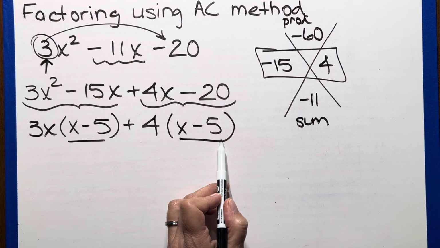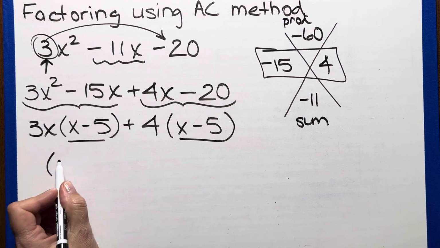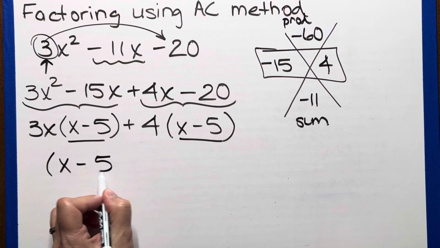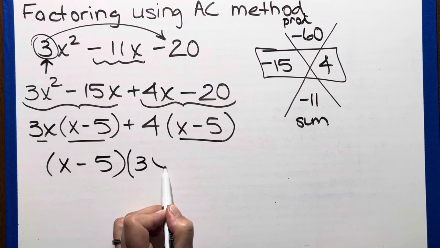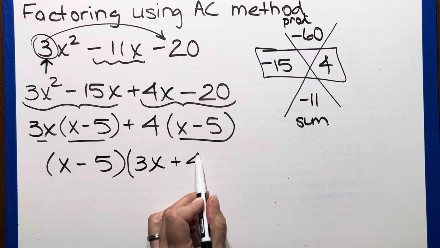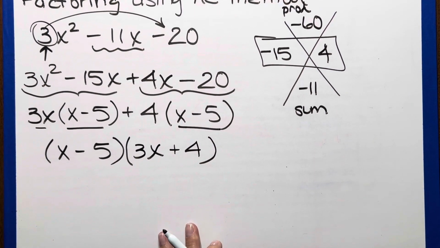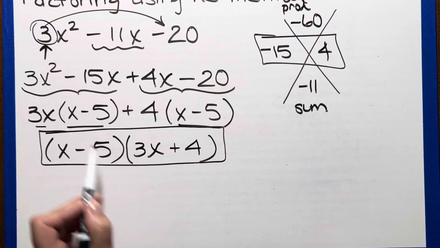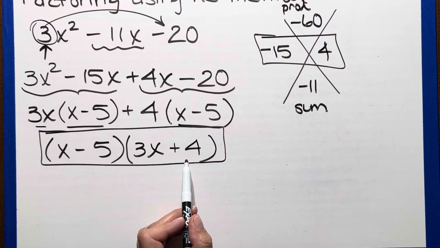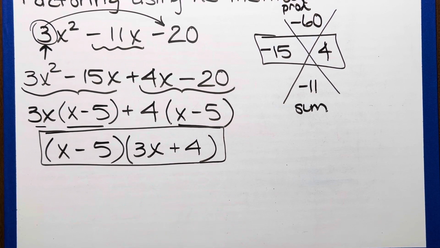And now I'm going to use that as my GCF. So I'll factor out the x minus 5, and then everything that's left, which is the 3x and the plus 4, goes into my second parenthesis. And the x minus 5 multiplied by 3x plus 4 is my final solution. And this is how I do another method of factoring with the AC method.